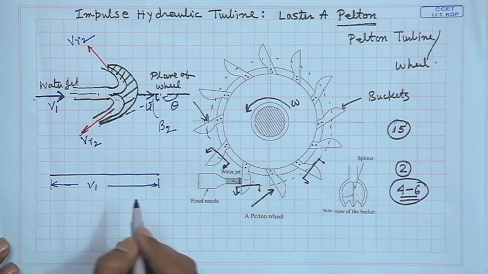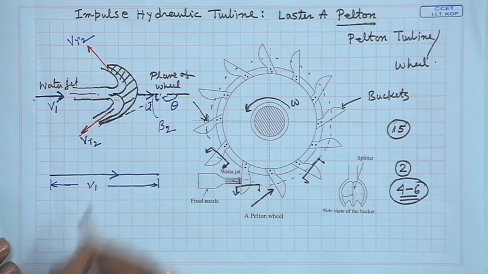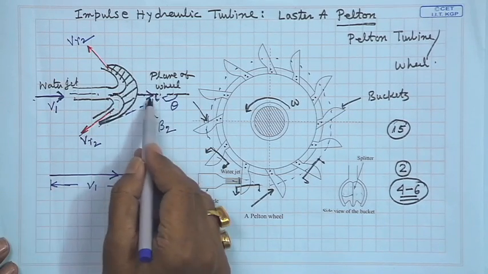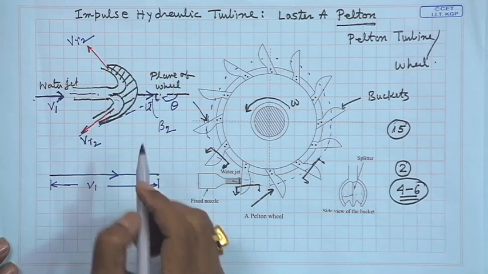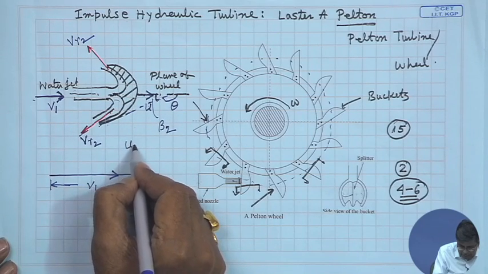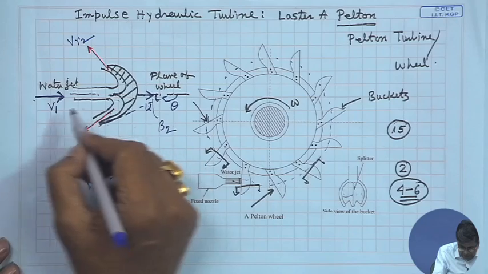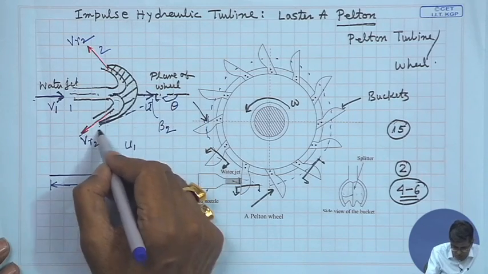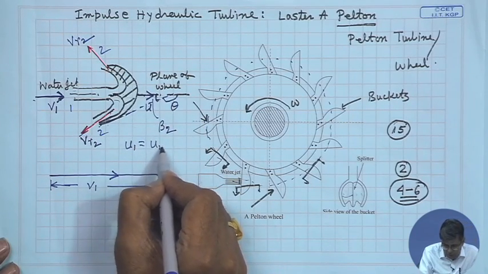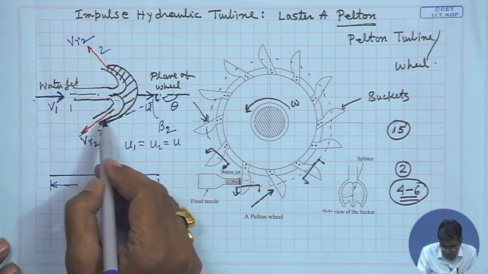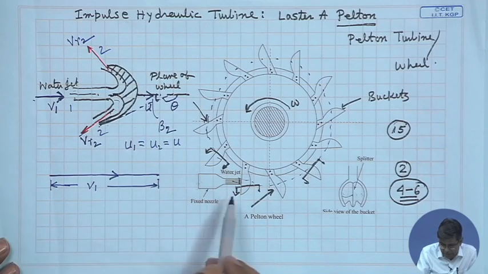V1 is in this direction. Now, U, the blade velocity, is also in the same direction. Here, one thing is that inlet and outlet, this is at 1 and this is 2. U1 is equal to U2 is equal to U, because the blade velocity is the same at inlet and outlet.